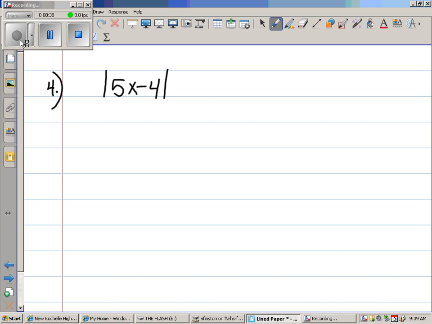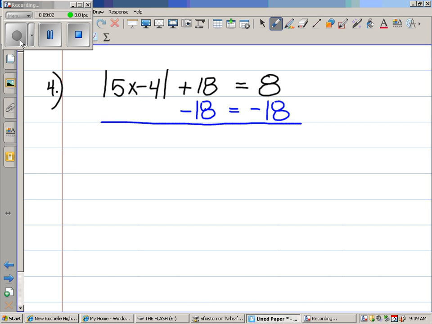5x minus 4 plus 18 equals 8. What are you guys thinking? What do you think we do first? Raven. Raven, you are amazing, girl. You're totally right. Yep, that's the first thing we want to do. Get the absolute value by itself. So that's the absolute value of 5x minus 4 equals 8 minus 18 is negative 10.